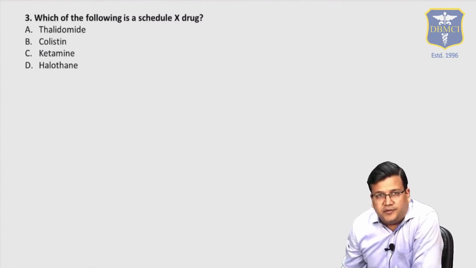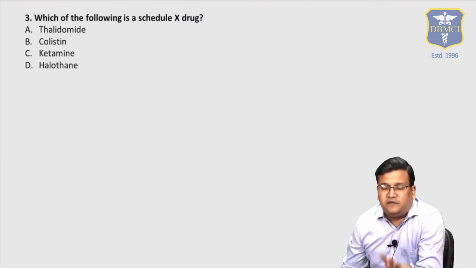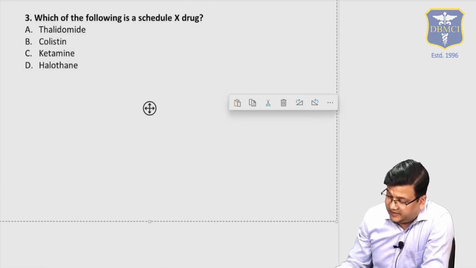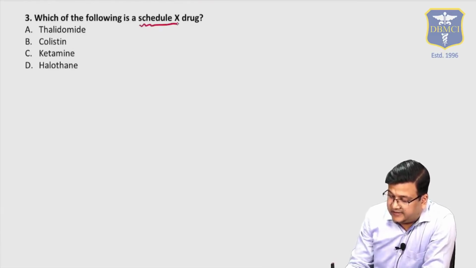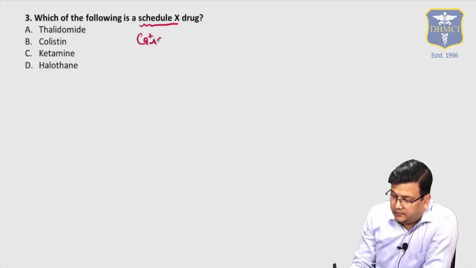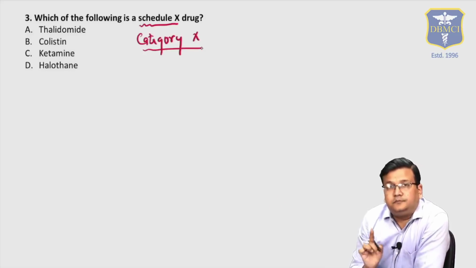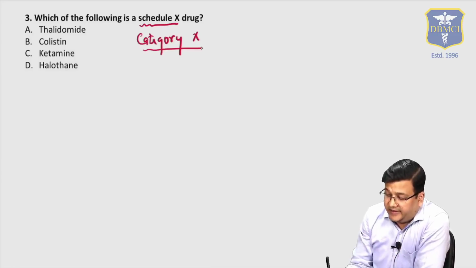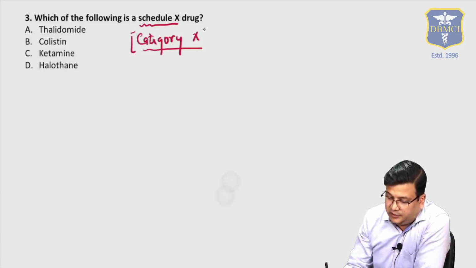Moving on to question number 3. Which of the following is a Schedule X drug? Now, first thing that we should be very careful about, some students have confused Schedule X with Category X. Category X is a classification of drugs in pregnancy. So category X drugs are absolutely contraindicated in pregnancy, but that is different from schedule of drugs.